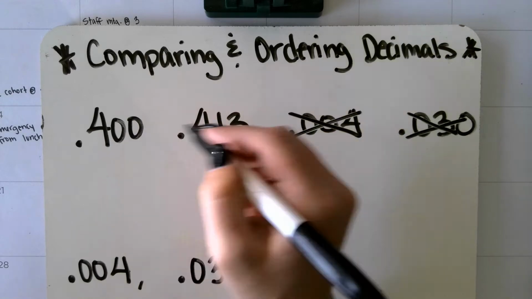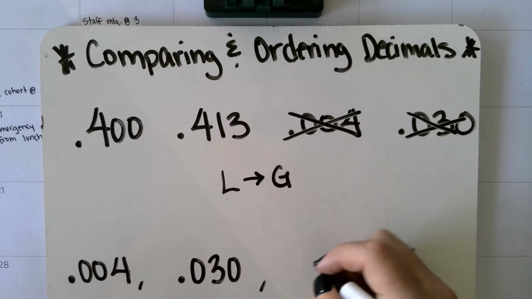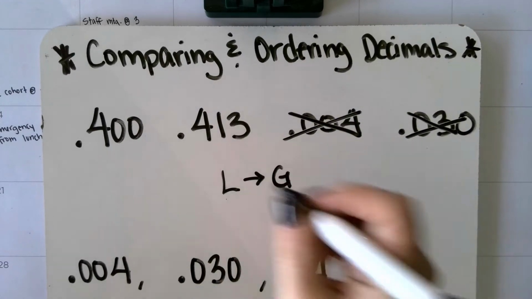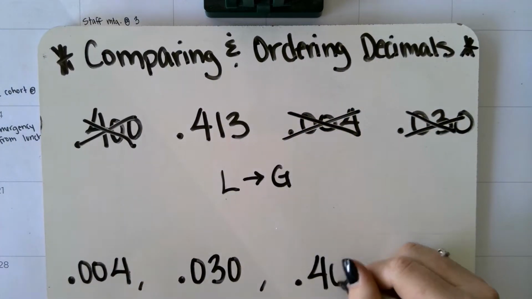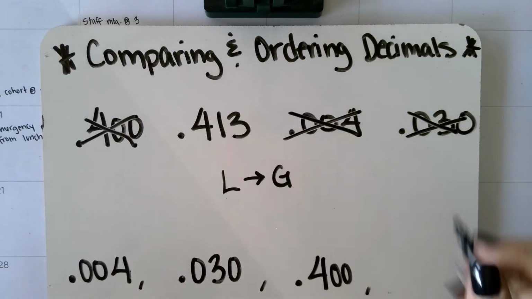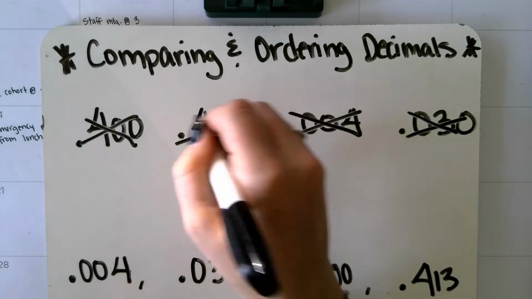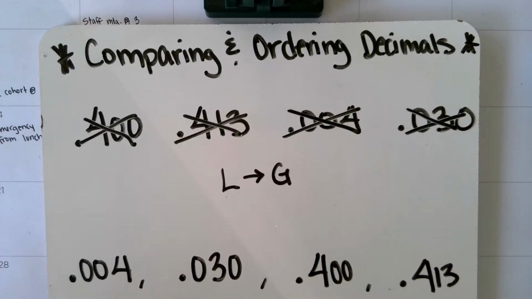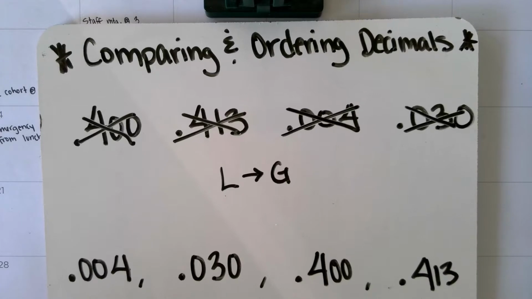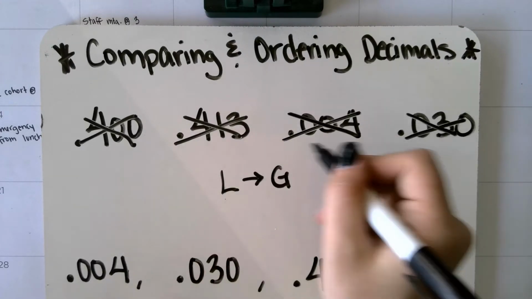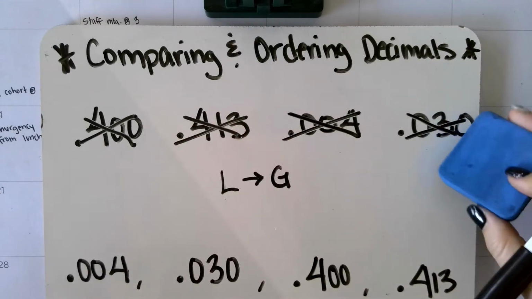And then 400 is smaller than 413, so 4 tenths comes next, or they could leave the zeros there. And then the largest one is 413 thousandths, so that would come last. Okay, and then it works the same when there's whole numbers in front of the decimal as well.